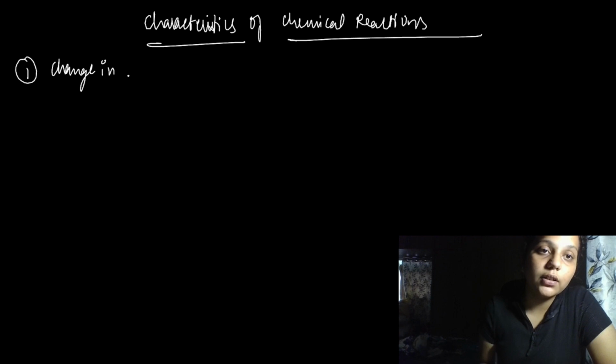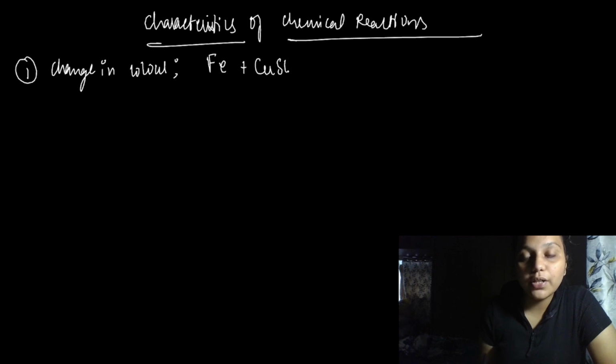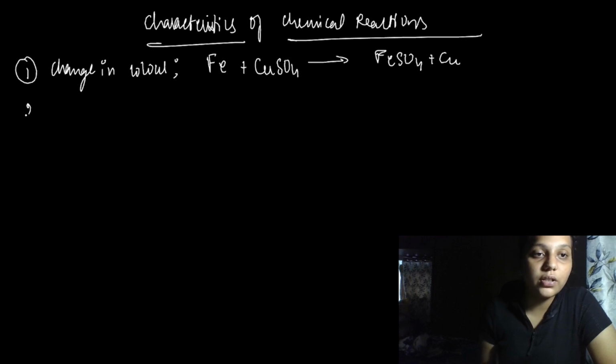Change in color. So where can we see this change in color? CuSO4, when it reacts with iron, CuSO4 is which color? It's blue in color, that you can write. Fe plus CuSO4 gives FeSO4 plus Cu. So this is the change in color which is happening.